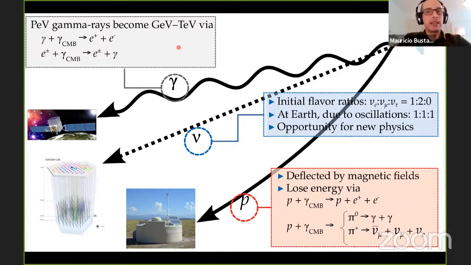All right. The unique thing here is that neutrinos do point back to their sources, unlike protons, unlike photons, which lose energy, which get deflected. Neutrinos don't lose energy, don't get deflected. And that's going to be key to finding the sources of the highest energy particles, the ones from the most distant sources.